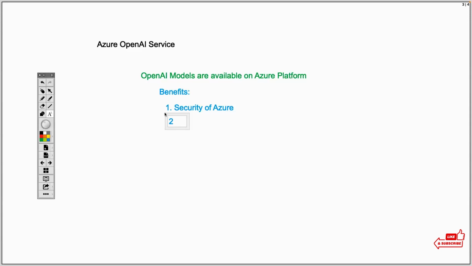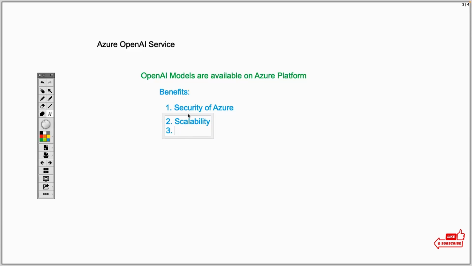Second thing is we get scalability, and we get reliability, high availability. So a lot of non-functional requirements we get. So basically it's for enterprise grade applications when you have to build.